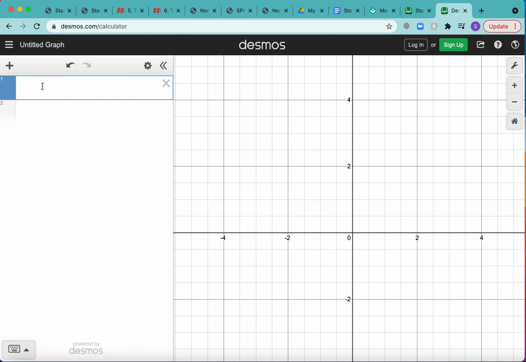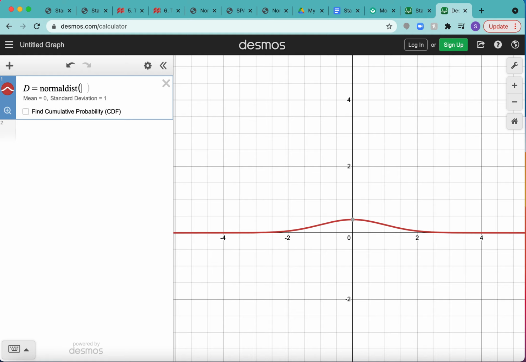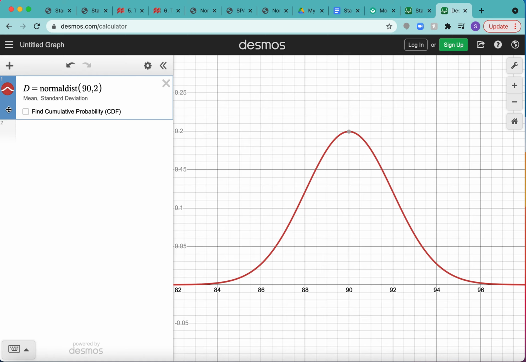So we're going to say D for our distribution is equal to normal dist, and you see it becomes an unitalicized normalDist, parentheses, and let's say the average is 90 and the standard deviation is 2. Something like that. And of course we see we've got a flat line here that's not very interesting, but Desmos is great. We can hit the little zoom fit button right there, and there's our curve. Normal curve like we're used to seeing, single peaked, symmetric. We're looking good so far.